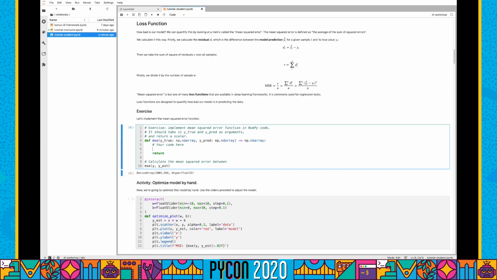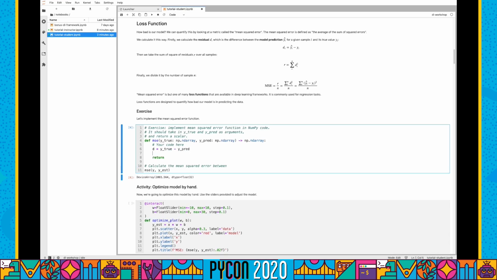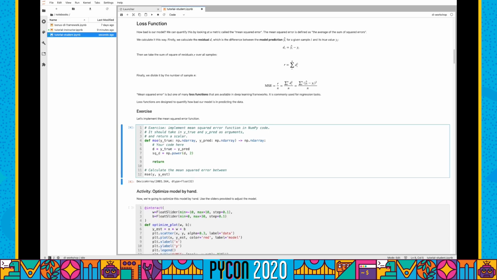If you remember what the steps are, we need to write the difference, or the residual, between the two arrays. So D is equal to yTrue minus yPred. Then we need to take the square of them. So the square of the differences is np.power of D to the second power. And finally, we need to take the average. So let's call the average loss.